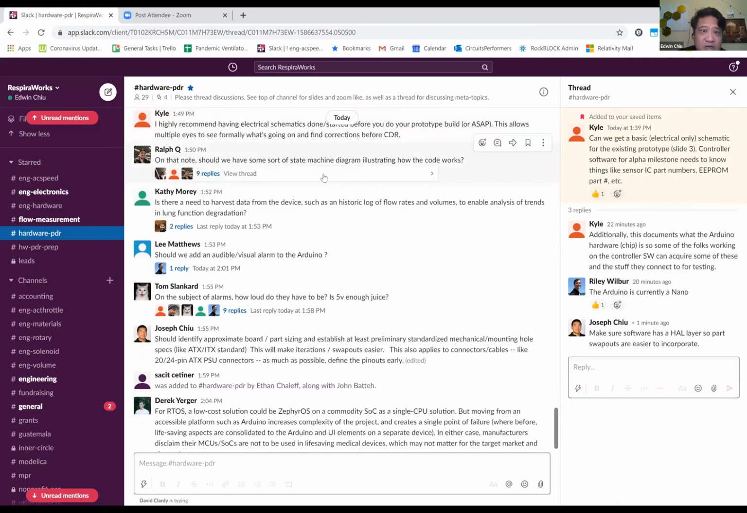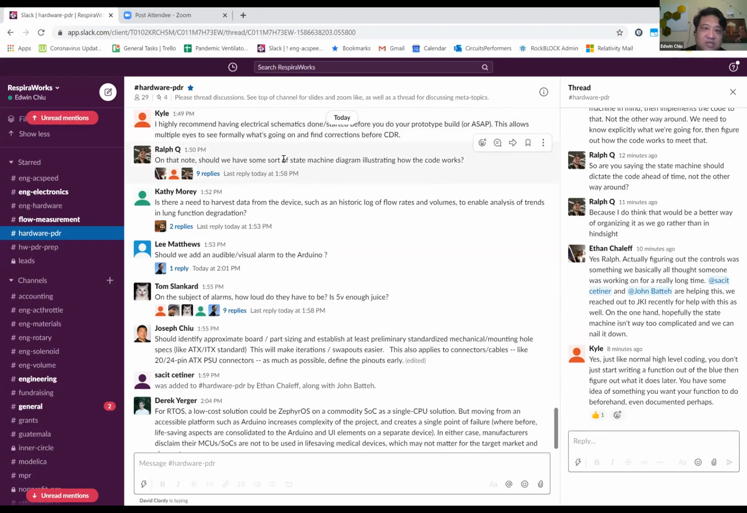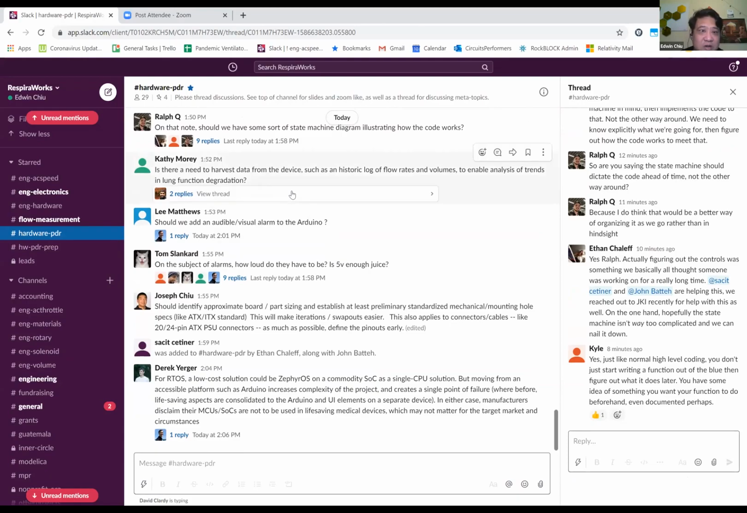State machine, that's probably a good question for the software team. The software team has been doing a lot of work on the architecture of the software, so go introduce yourself if you haven't already on the software channel, and they should get you up to speed. Is there a need to harvest data from the device? That's an open question. We definitely need to have patient history on the screen, but if we need to provide a report, I think that's something we need to think about.